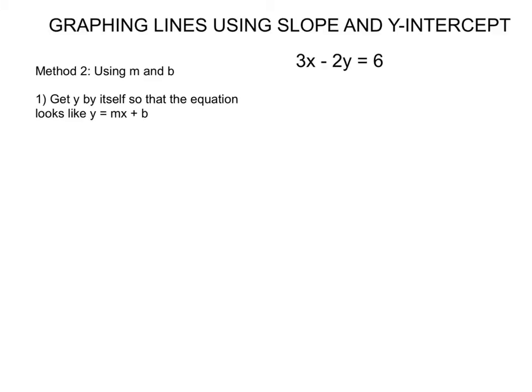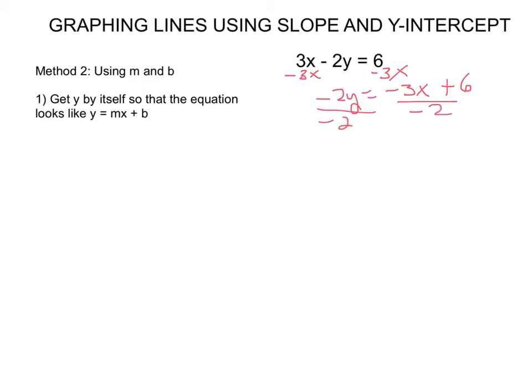So the first thing we're going to do is isolate y, meaning we want to get y by itself so that our equation is in y equals mx plus b form. So the first thing we need to do is subtract the 3x from both sides. And we get negative 2y is equal to negative 3x plus 6. Notice that I put the x before the constant so that I'm keeping it in the y equals mx plus b form. Next, we divide everything by negative 2.